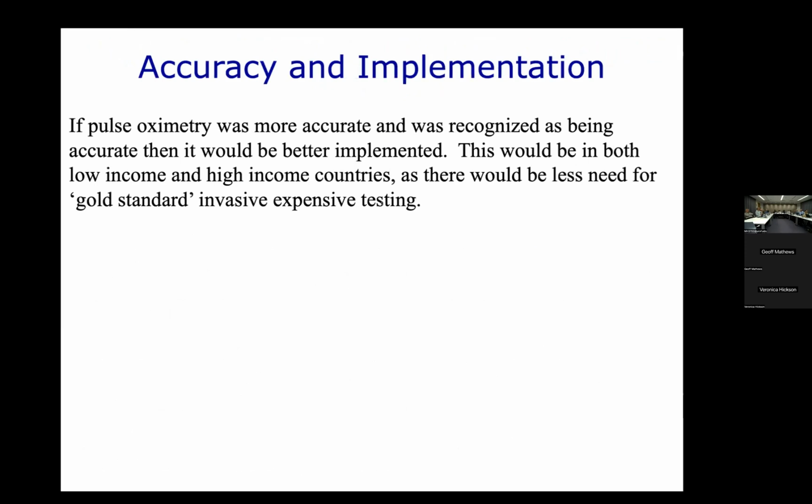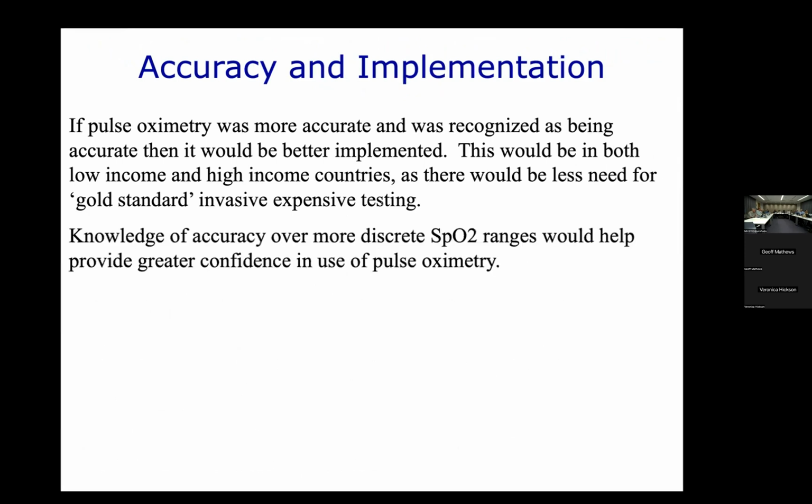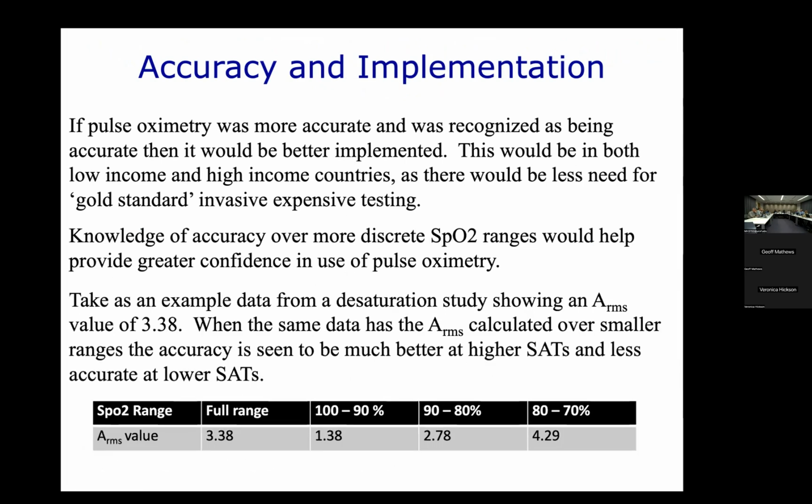So if pulse oximetry was more accurate and was recognized as being accurate, then it would be better implemented. And we see that in both low and higher income countries, and there'd be less need for some gold standard invasive expensive testing all the time. I think it's really important that knowledge of accuracy over more discrete SpO2 ranges would help provide greater confidence in the use of pulse oximetry.